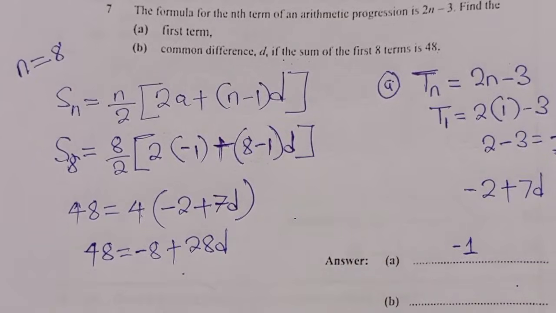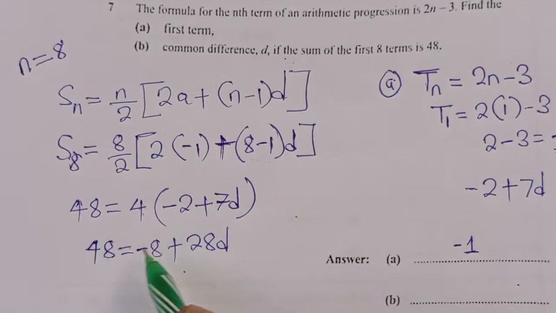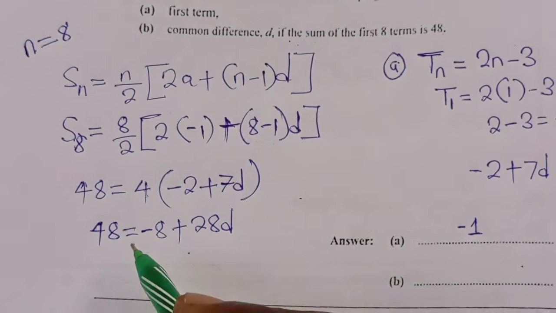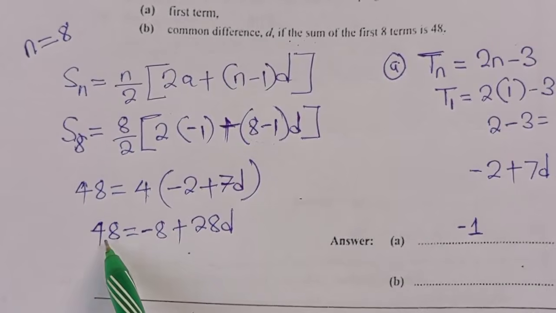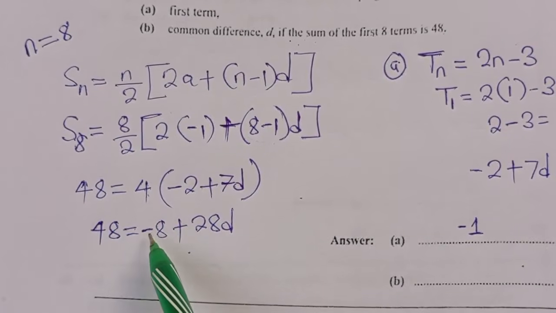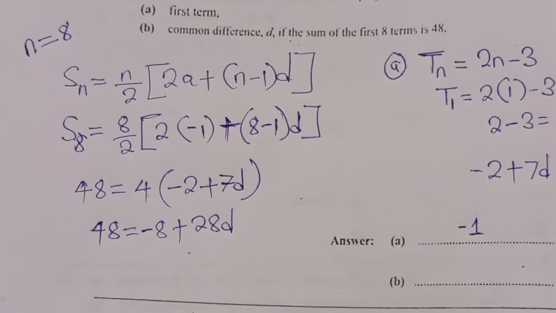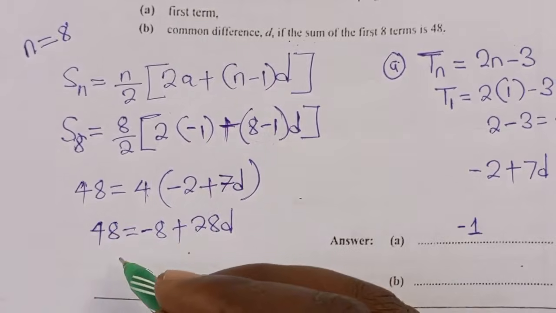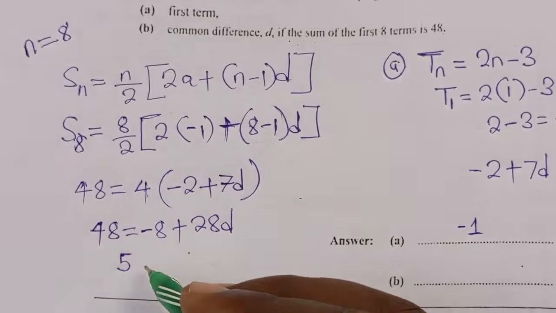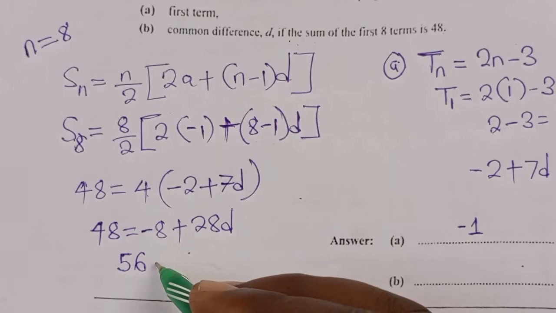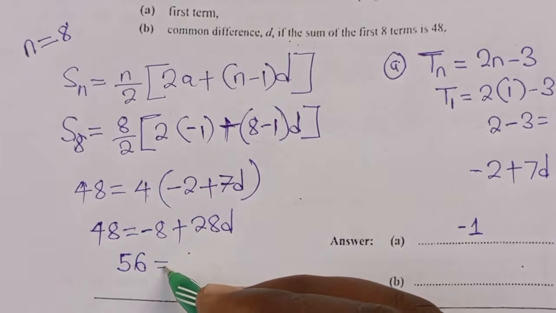What am I going to do here? I group the like terms together. Once the -8 goes aside, it becomes plus. So 48 plus 8, when I add, I'm going to get 56, which is equal to 28d.